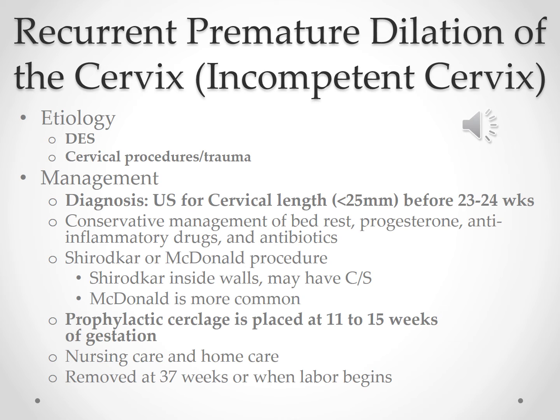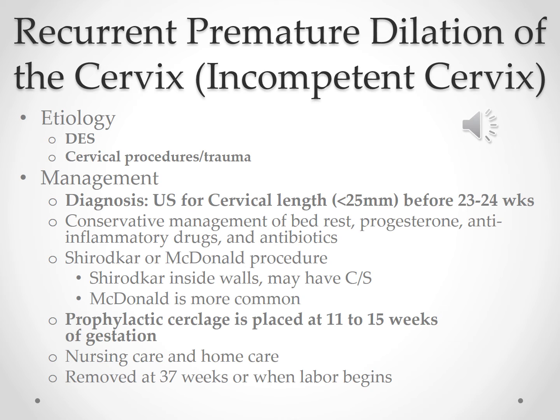If you've got a woman who has had a history of incompetent cervix, repeated later pregnancy losses, so that it's going to be in the second trimester, 20, 21, 22 weeks, you may do a prophylactic cerclage, and you're going to do that at 11 to 15 weeks. These procedures really and truly should be done in the hospital under sedation and observation.